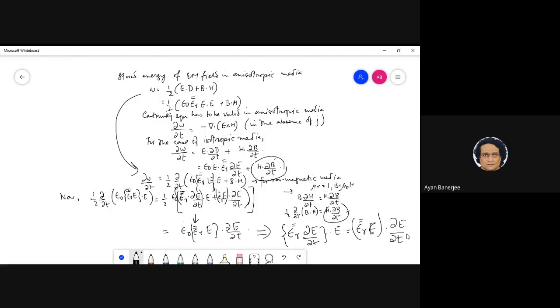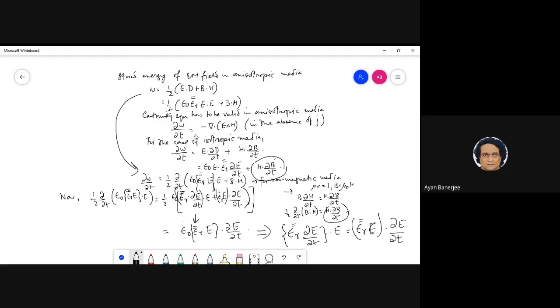Is this acceptable? This is the condition. This is the crucial condition that we need to impose in order to have both. This is of course true. This is absolutely true. There is no doubt. This has to be true. From there I get this.